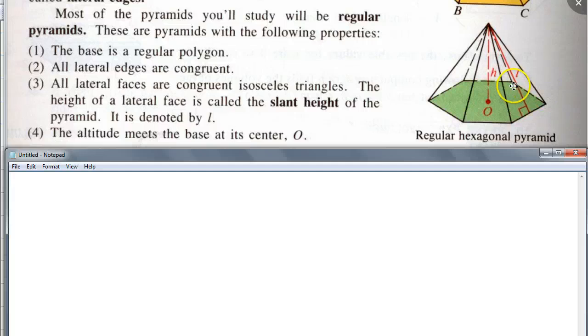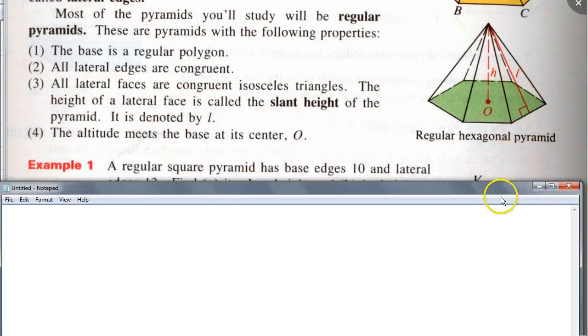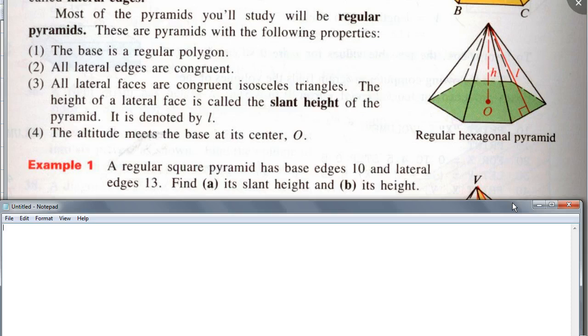So take a look at this question. Let's look at the example. Our first example says this: a regular square pyramid has base edge 10 and lateral edge 13. It says find the slant height and the height of this regular square pyramid. And do you think it's a good idea to draw what this is?